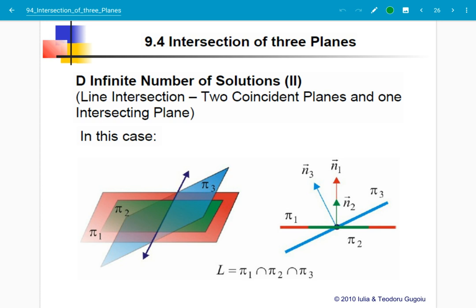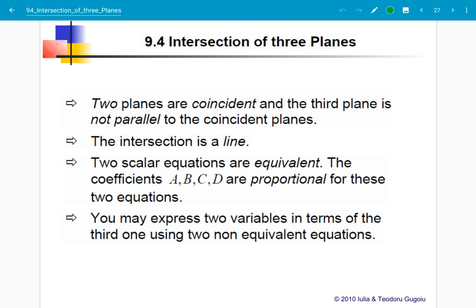In this case, 2 of the planes are coincident and 1 plane is not. And so it really becomes the intersection of 2 planes, which we had in 9.3. Because 2 of the planes are coincident, the intersection is a line. And the line of intersection, of course, is in the direction perpendicular to both normals. Okay. The 2 planes are coincident, and the third plane is not parallel. Okay.